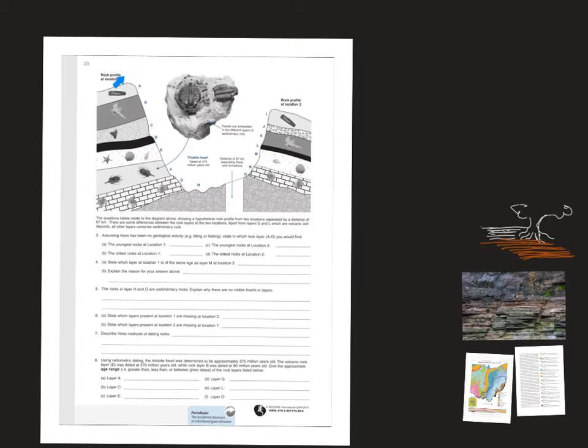This is location 1 on this side, which, if we were facing north, would be sort of like the west bank of the flats, and this would be like the east bank of the flats, right? So location 1, location 2. State which layer at location 1 is the same age as layer M at location 2. Which of these is the same rock as M at location 2? This is M at location 2.